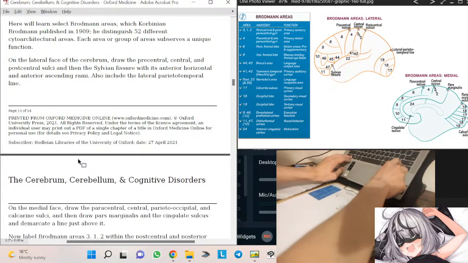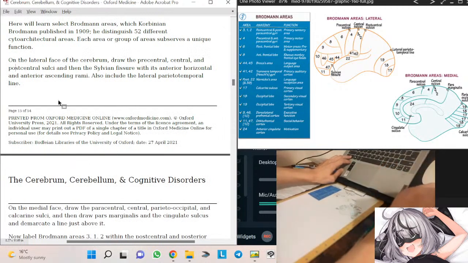Okay, once again, and then we will draw Brodmann areas. Here we will learn select Brodmann areas, which Korbinian Brodmann published in 1909. He distinguished 52 different cytoarchitectural areas. Each area or group of areas subserves a unique function.